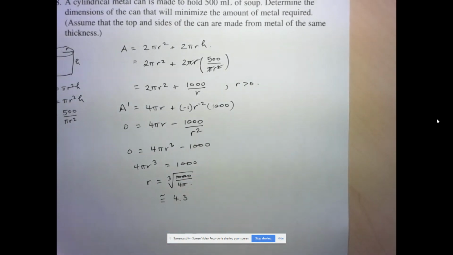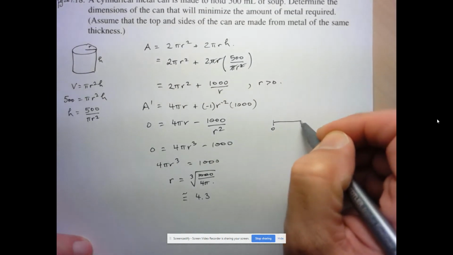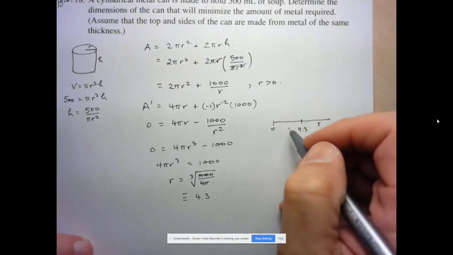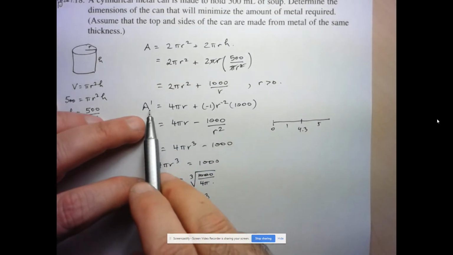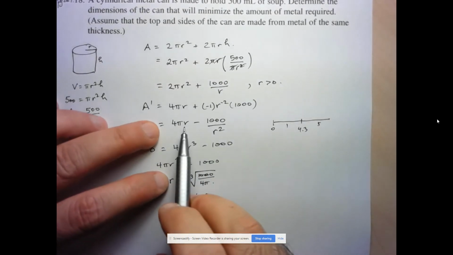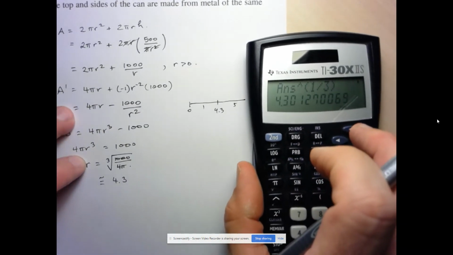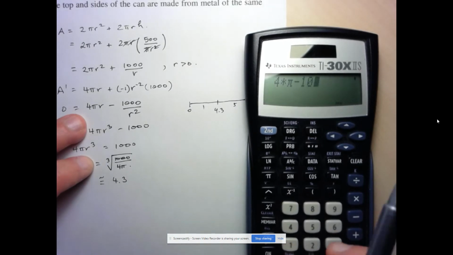So now let's test that this is indeed relating to a minimum value. All right, so we know that r starts at 0. Okay, so 4.3. So I'll take 5 on one side and I'll take 1 on the other side. And so our derivative, okay, I'll use this version here. So if we put in 1, what do we have? We have 4 times pi times 1. Okay, then minus 1,000 over r squared, which is just 1.